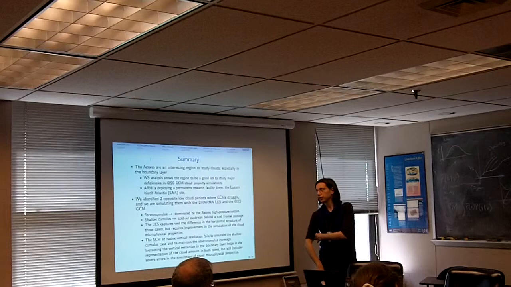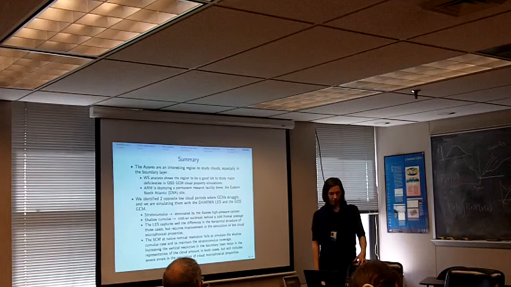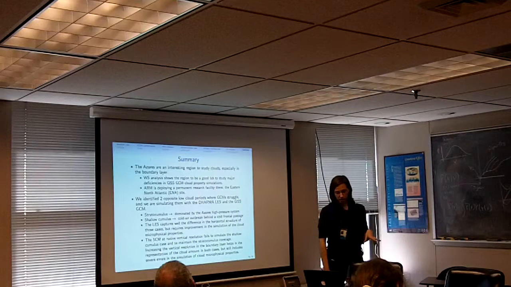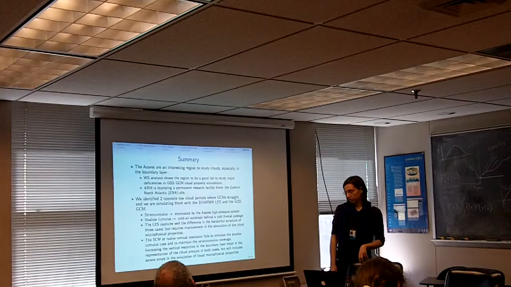We identify two opposite low cloud regimes where the GISS GCM struggles, and we are simulating them with the LES and GCM from GISS. So we have the stratocumulus and the stratocumulus. The LES captures well the difference in the horizontal structure of those cases, but there's still room for improvement in the microphysical properties. The SCM at native resolution doesn't simulate the stratocumulus case and doesn't maintain the stratocumulus coverage. Increasing the vertical resolution in the boundary layer helps in the representation of the cloud, but it still has several errors in the microphysics.